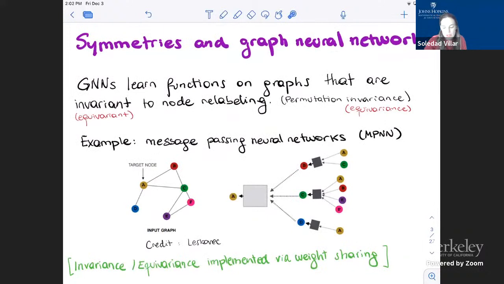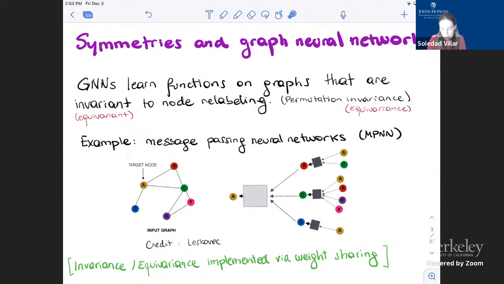And those are the symmetries that are implemented by graph neural networks in particular. So graph neural networks are classes of functions defined on graphs so that they are invariant or equivariant with respect to node relabeling. And that was discussed in the previous talk. So the idea is that if I have a graph and I represent this graph as an adjacency matrix, I'm making a choice of the order of the nodes in the adjacency matrix, and whatever function I learn needs to be agnostic to that choice.